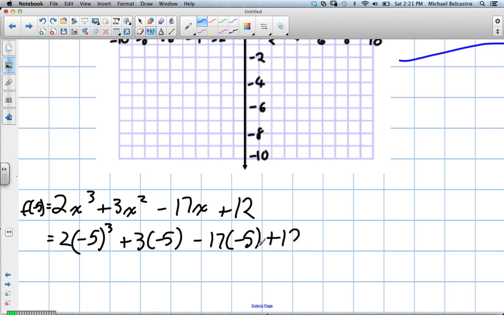That's 12. Okay. -5 cubed is -125. Is that right? Yeah. Times 2 gives you -250? Yeah. Okay. 3 times -5 is -15. -17 times 5, 85? Yeah. Plus 12, okay. And you want to do this addition or subtraction here? We put these all together. I'm pretty sure we're going to get a negative term.